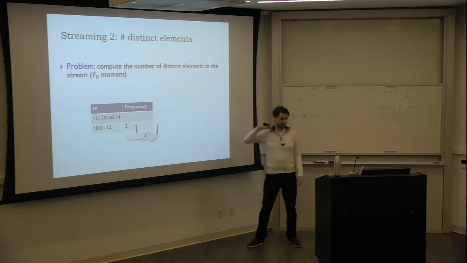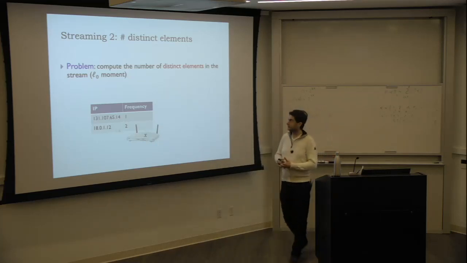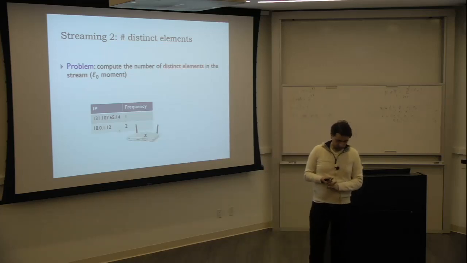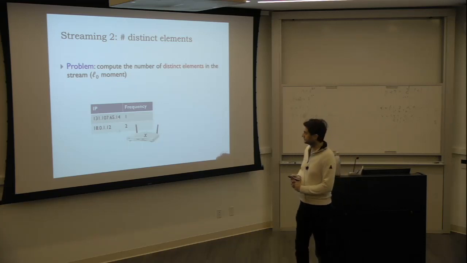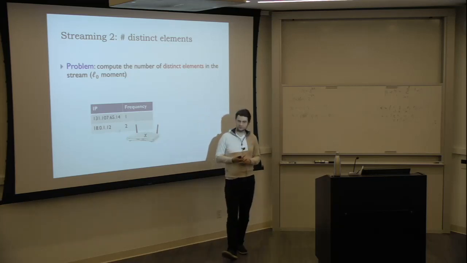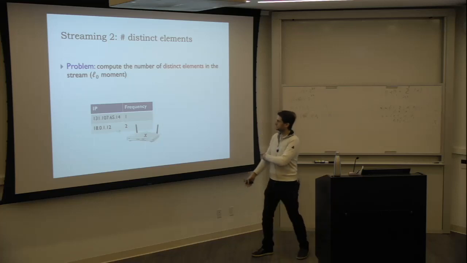This is also called the number of distinct elements because we just count the number of distinct IPs that you've seen. And to connect it to moments, you can think about this as the zeroth moment, really. So it's the L0 norm of a vector x. And it's true in the limit.